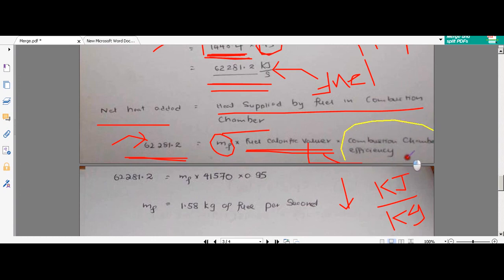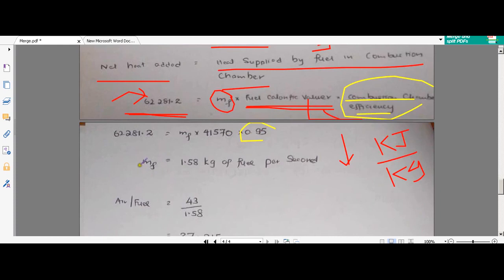That means if you give 100 units of fuel, it will not give corresponding 100 units of output, right? Because we burn fuel in order to get some work done, right? So it will not give 100% of the work done from it. There would be a loss. So then you have to multiply that by the combustion chamber or the burning efficiency. Okay, so that is also given. So then you can evaluate MF.